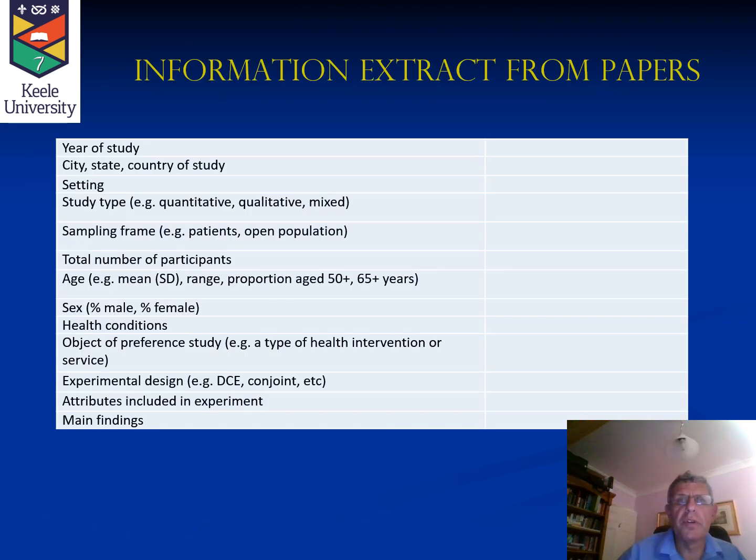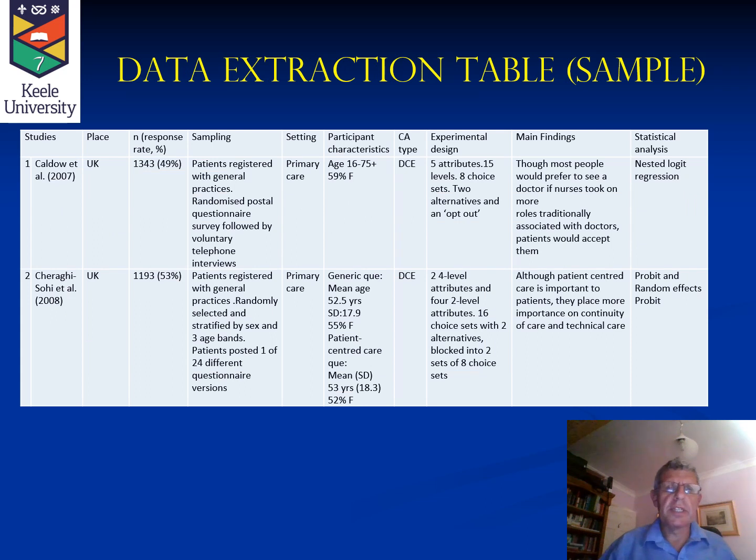So we then move on to extracting information from the papers. And here we can see the information that the reviewers extracted from the paper: the year of the study, the setting, type of study, objects of the study, type of experimental design, attributes, and main findings. Here we can see a sample of some of the data that were extracted from the studies.